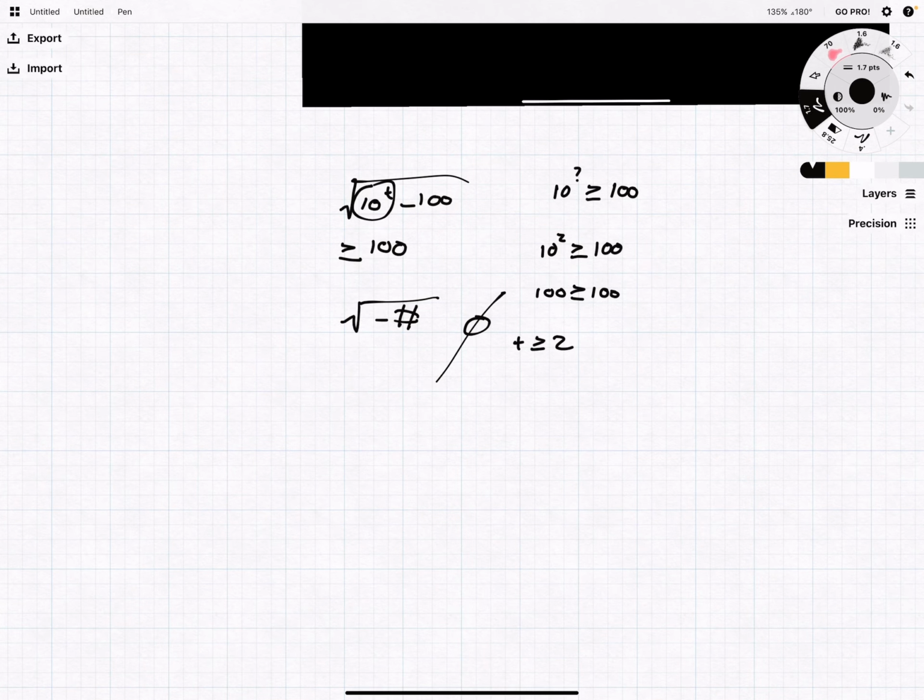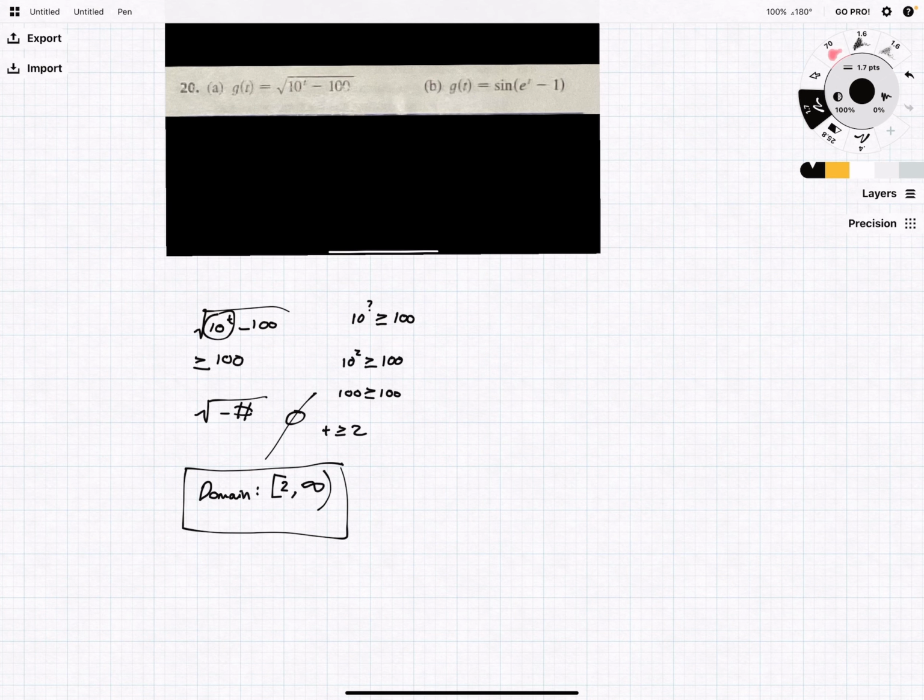So for this function, we'll just say domain, and the domain is going to be closed bracket 2, comma, infinity, open bracket. And that's because it can include 2 exactly, but we can't close off infinity, so we need to leave that open.